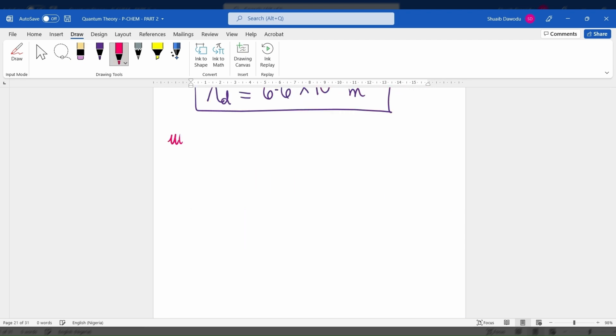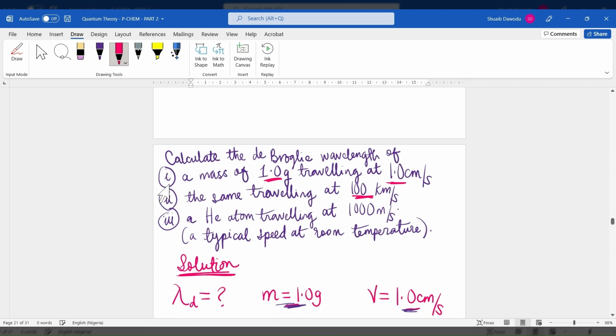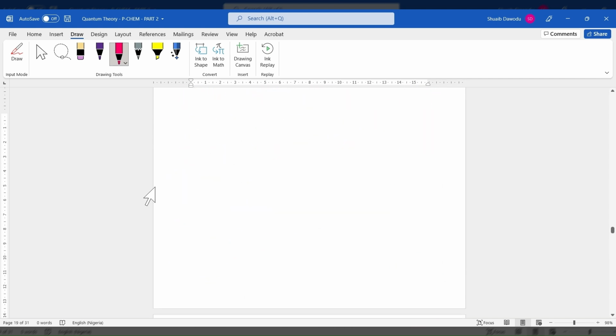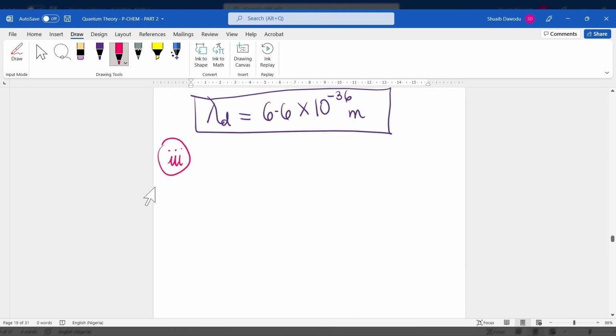For the third question, we're told that we have a He atom traveling at 1000 meters per second. So we're given the velocity to be 1000 meters per second. Now you're going to be wondering, well, they didn't give us the mass, but what they did is give us the identity of the atom we're dealing with, and we're dealing with the helium atom.